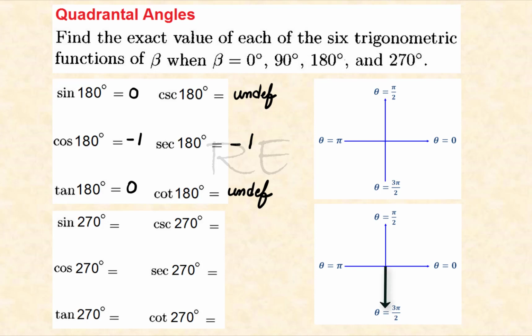Sine of 270 is negative 1. Cosecant of 270, 1 over sine, is negative 1. Cosine of 270 is 0. Secant of 270 is undefined, 1 over 0. Tangent of 270 is negative 1 over 0, undefined. Cotangent of 270, 0 over negative 1, is 0.